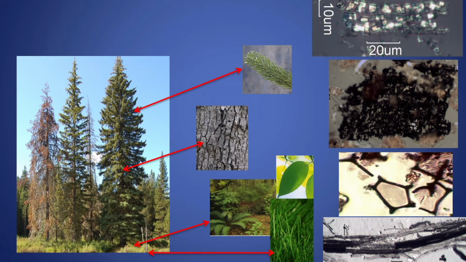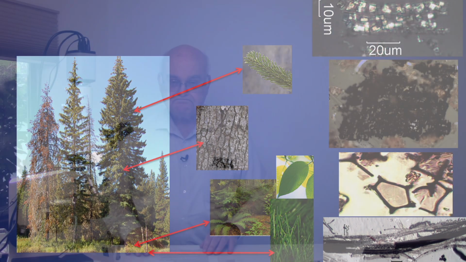So what we're looking for in a wildfire event from a forest fire is the debris that comes from the needles of the tree, the leaves of the tree, twigs, and bark of the tree. In a wildfire event, you're not just being exposed to one plant, there are many plants. And we'll see some examples of that.